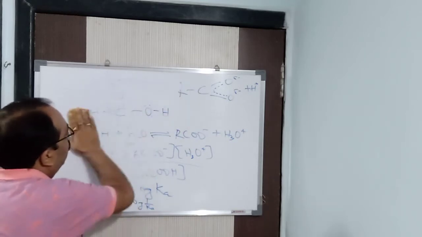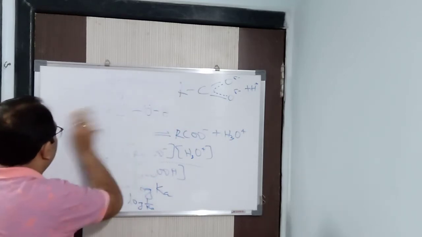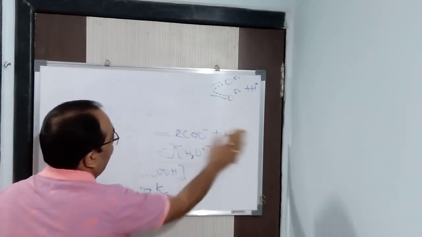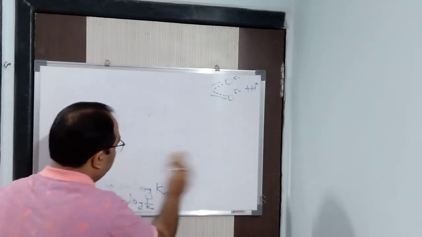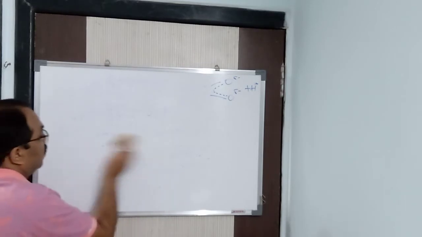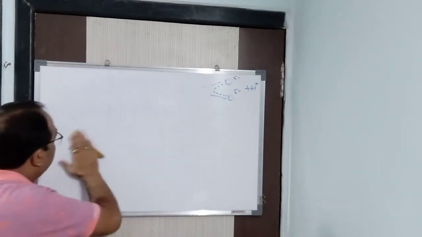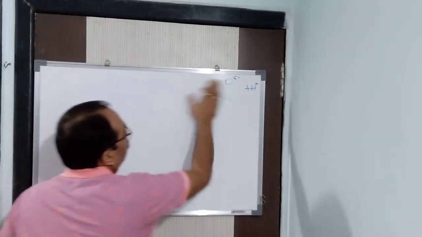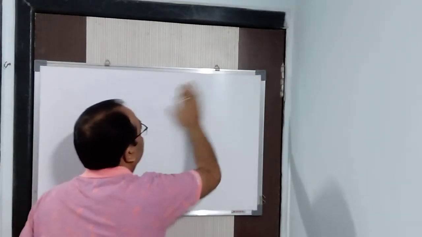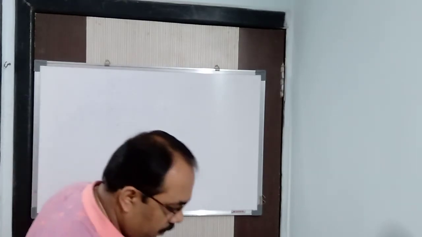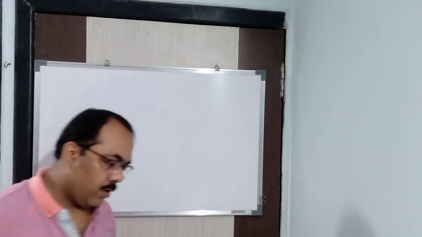Now we'll compare the acidic character, that is, when some other groups or atoms are present along with the carboxylic acid, how will the acidic character be affected? We will see that. How is the acidic character going to change, is it going to increase or decrease? That is what we are going to discuss now.